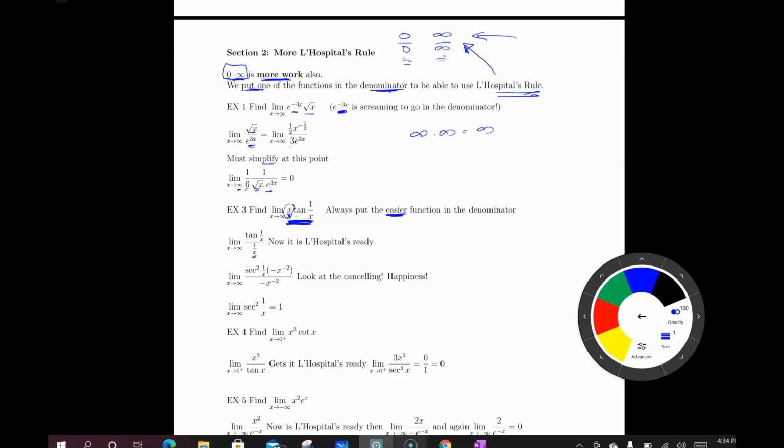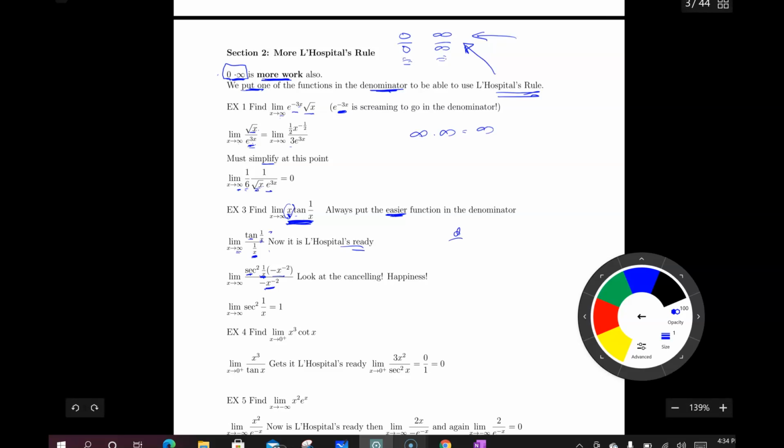Now I'm going to check to see if it is L'Hopital ready. If I plug in infinity, I get 1 over infinity, which is 0. Tangent of 0 is 0. Put infinity down here, 1 over infinity is 0. So I get 0 over 0. It is L'Hopital ready. You want to double check that. Then I'm ready to take the derivative of tangent, that's secant squared, carry the angle along, and then take the derivative of 1 over x, which is negative x to the negative 2.